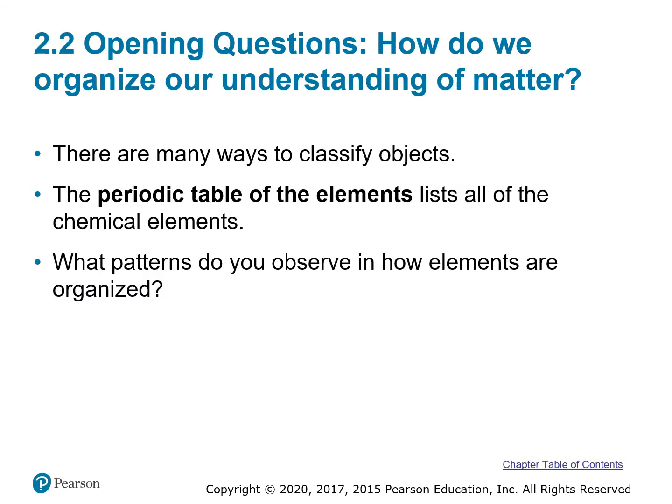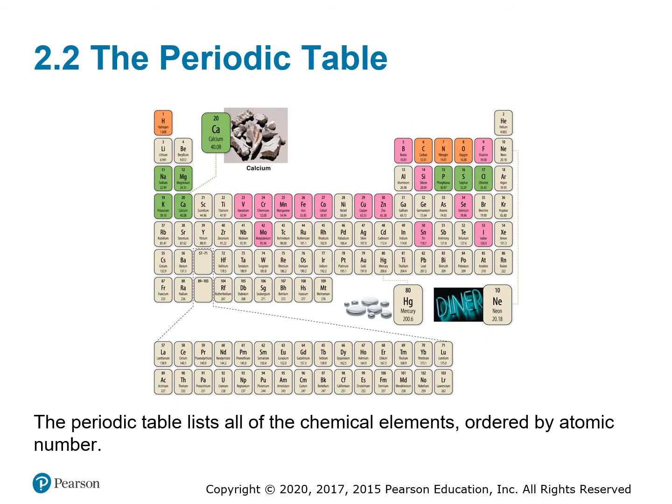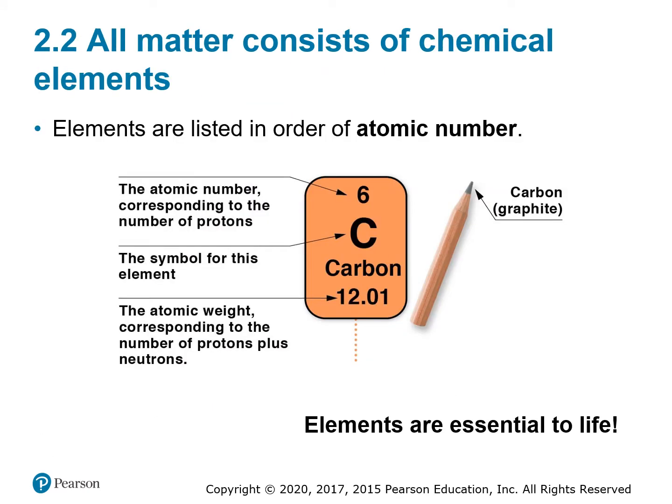So how do we organize matter? You may have seen something called a periodic table of elements. The periodic table lists all of the chemical elements ordered by their atomic number. All matter consists of chemical elements, so we have here carbon, and this atomic number is the corresponding number of protons.